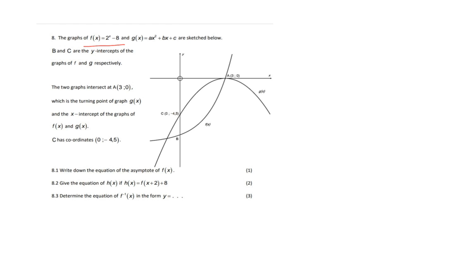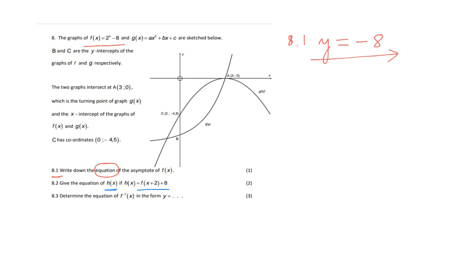The questions that are applicable to the function: question 8.1 asks us for the asymptote of f of x. So what's the asymptote of f of x? Well, it's a horizontal asymptote, so it's y equals minus 8. Please remember, it's not just minus 8, it's y equals minus 8, because we are asked for the equation of the asymptote.